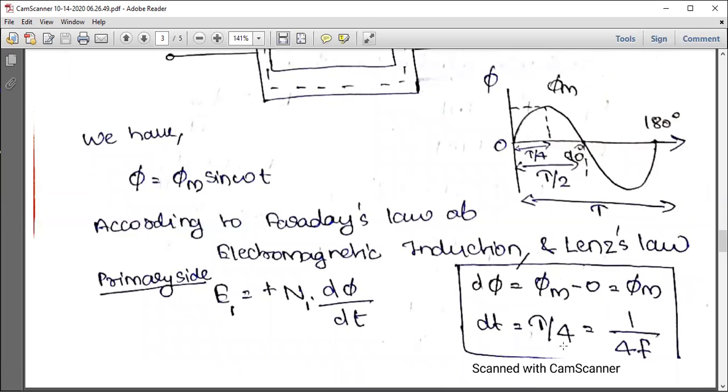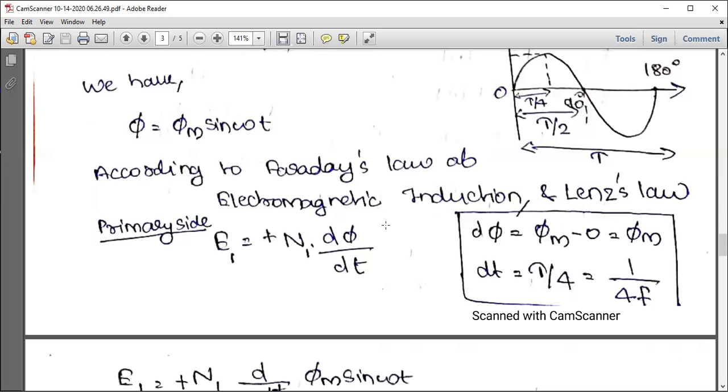So here d phi will be the change in flux. Initially we'll go for T by 4, that is the quarter cycle. So d phi is equal to change in flux, which will be phi 2 minus phi 1. That's phi M minus 0, that will be phi M. And the change in time dt will be T by 4, which is equal to 1 by 4f. How did it become 1 by 4f? Because time period is equal to 1 by frequency.